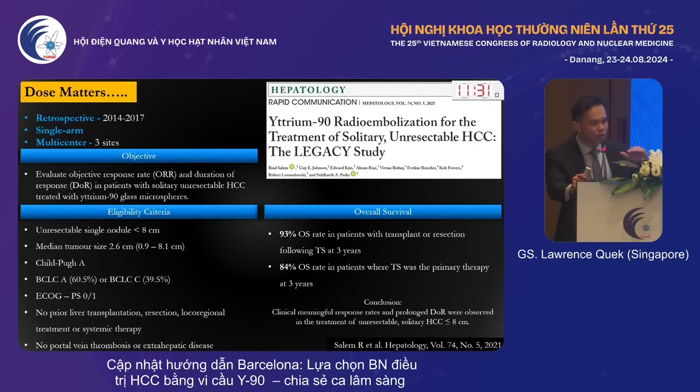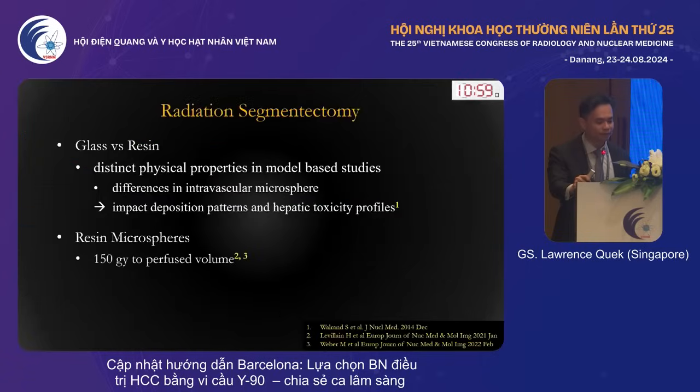And to keep the study as homogeneous as possible, because as you know, in the treatment of HCC, it's a very heterogeneous population, everybody must be Child-Pugh A. All right, so we are not affected by liver function or the poor comorbidities of the patient. And what they found, in conclusion, is that there are clinically meaningful response rates and prolonged duration of response observed in the treatment of unresectable solitary HCC less than or equal to 8 centimeter. So this is a big study done by Riad Salem and published in Hepatology in 2021.